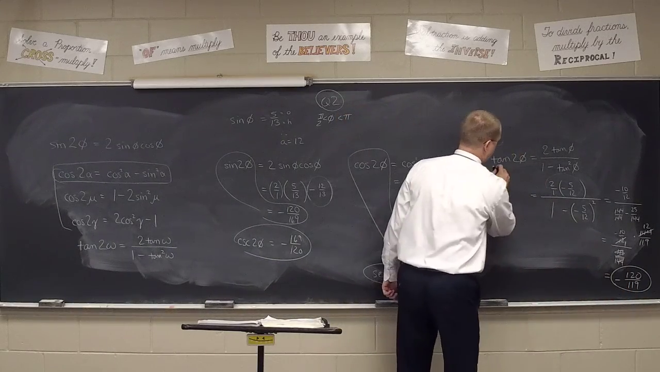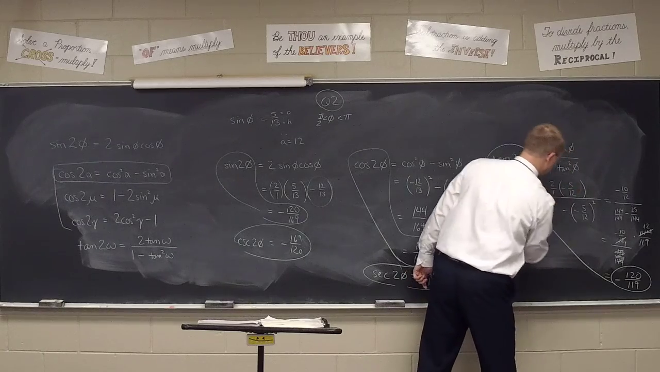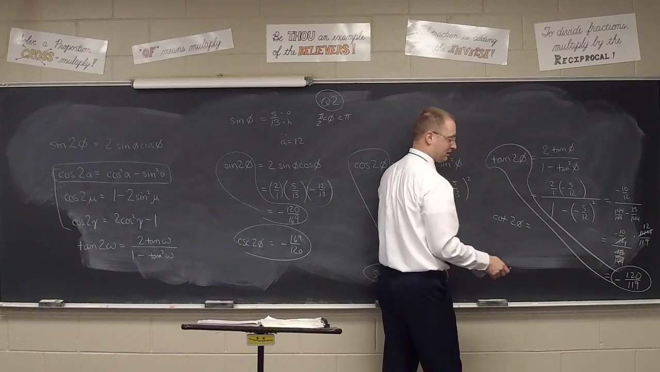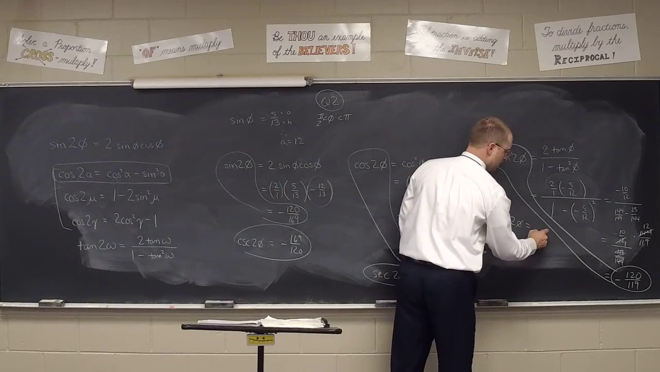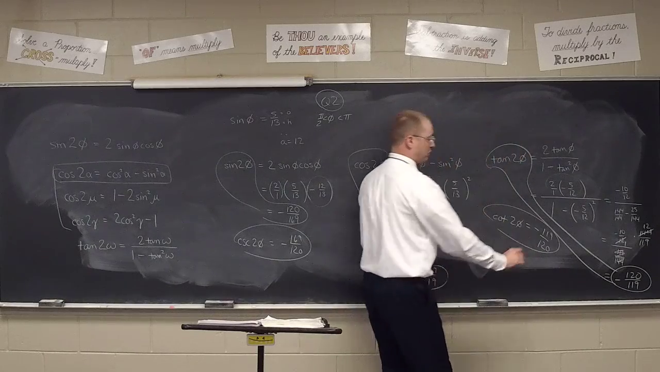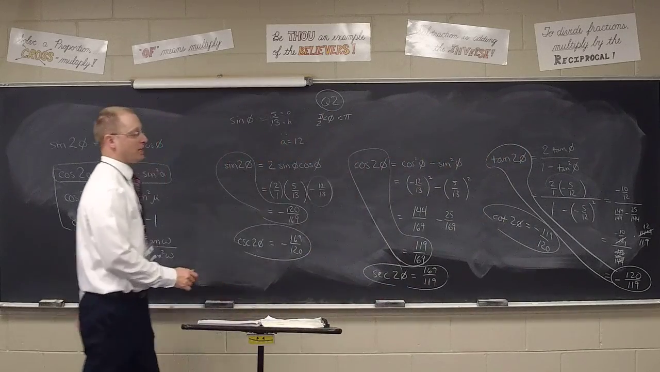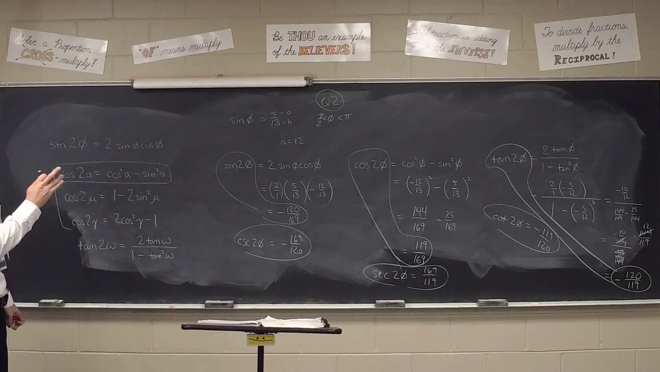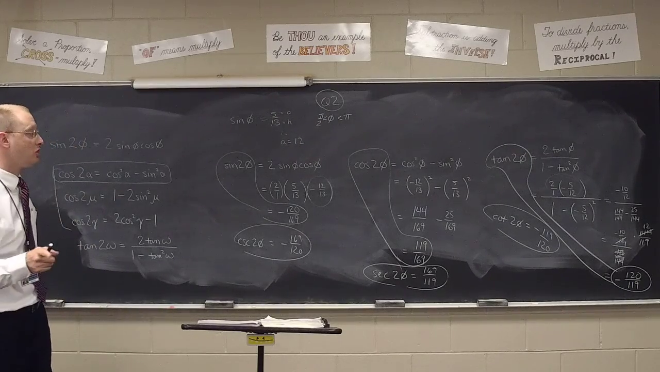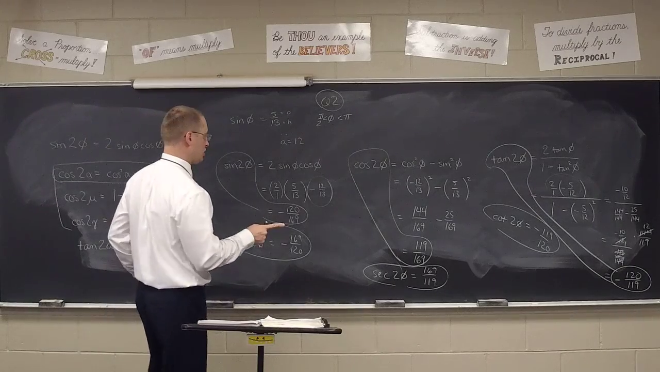Then of course we need the cotangent of 2 phi, and of course that's easy, class. Negative 119 over 120, which again supports the idea that 2 phi is in quadrant 4 because the tangent came out negative. Can't be quadrant 3. How many got those answers for tangent and cotangent? Great way to check, and I wouldn't use this to solve, I would use this to check.